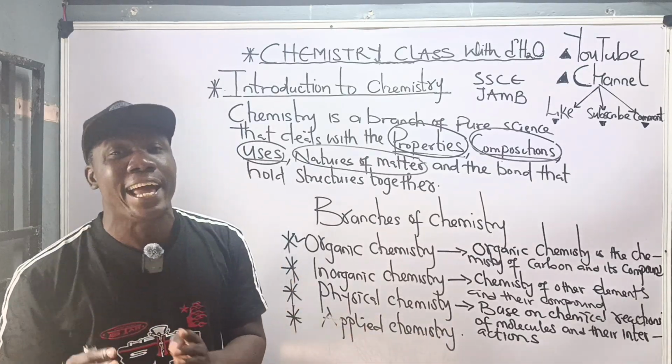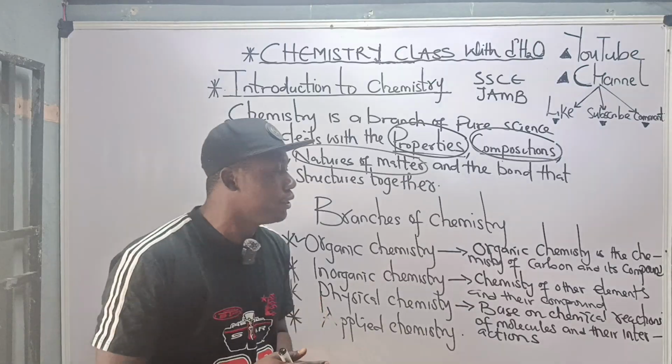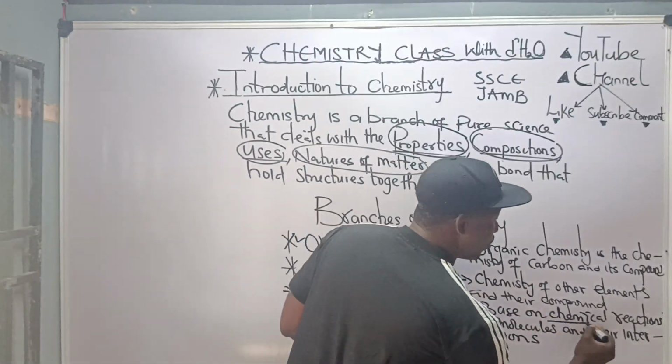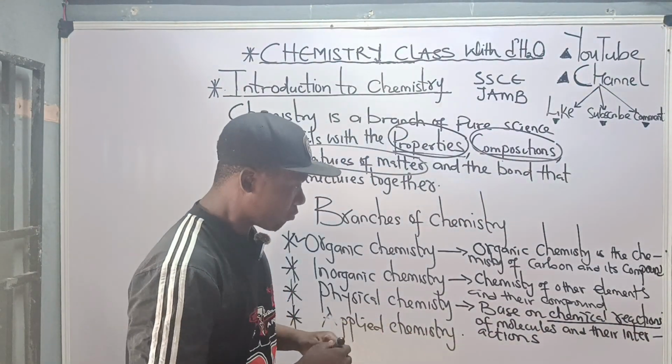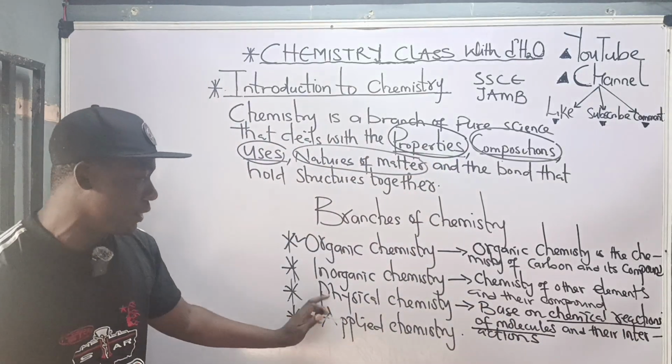When we talk about chemical equilibrium, you have the physical aspect of chemistry. You understand? So physical chemistry is based on chemical reactions and a reaction of molecules and their interactions. I'll break it down further.